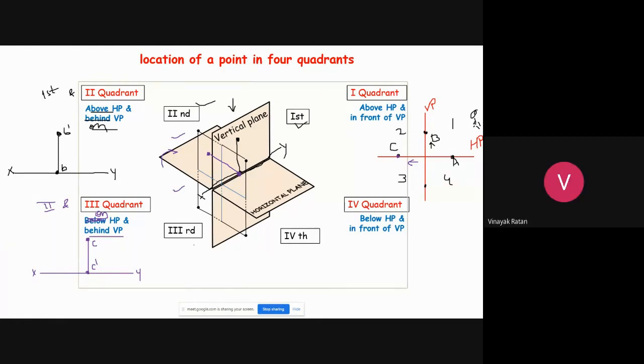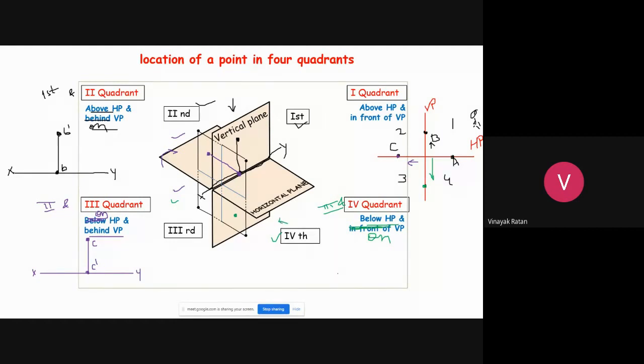Okay, fine. Now, the last case, that is a point on the vertical plane and below the horizontal plane. It is on the vertical plane and below the horizontal plane. So it means a point lies in the third and fourth quadrant. Now let us draw the front view of it.